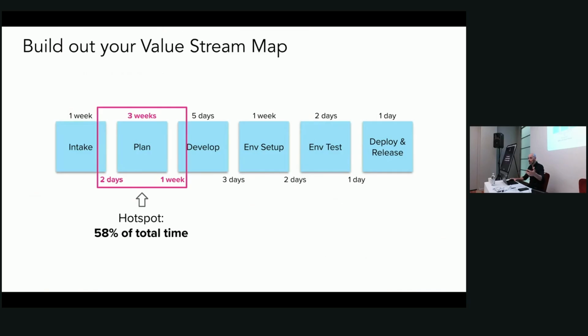Obviously, there are other areas that we could dig deeper into, but this one is the most consequential. It's taking up the most time. And so we don't have to care about everything.